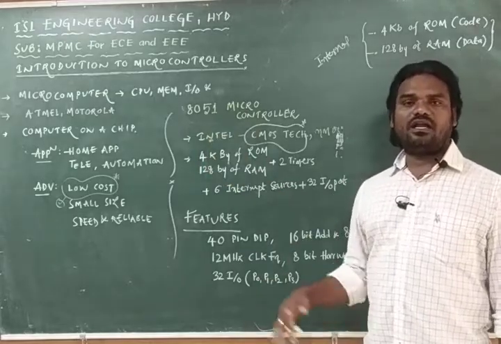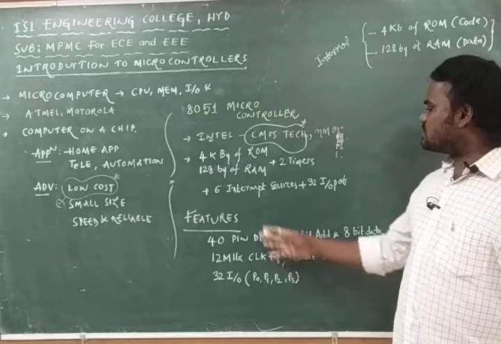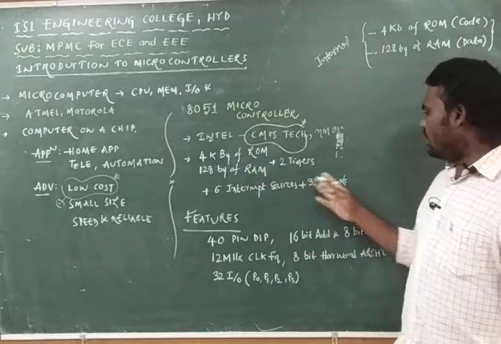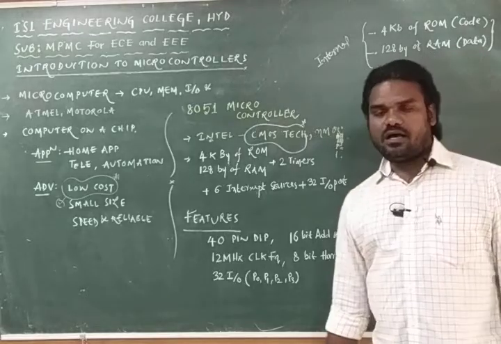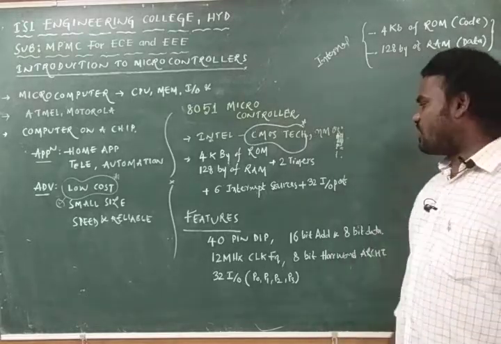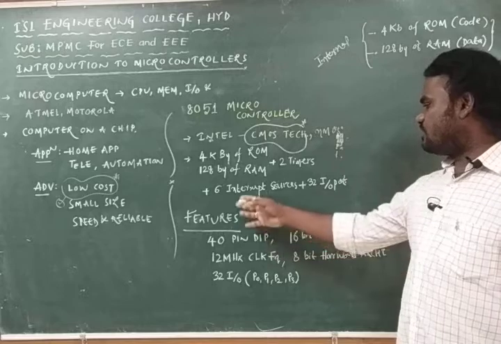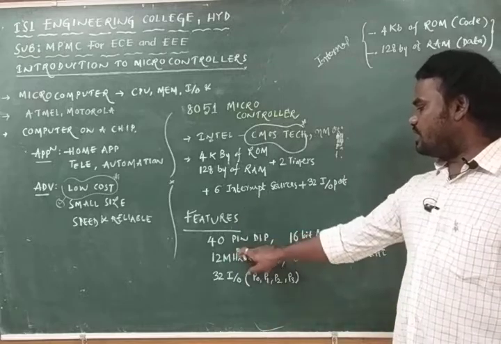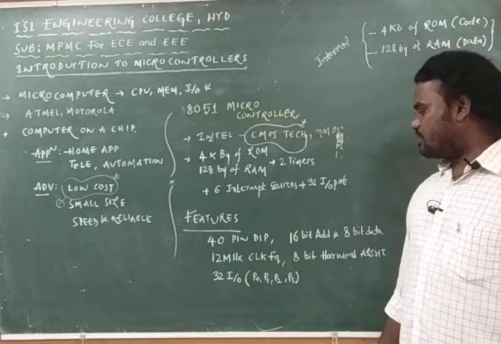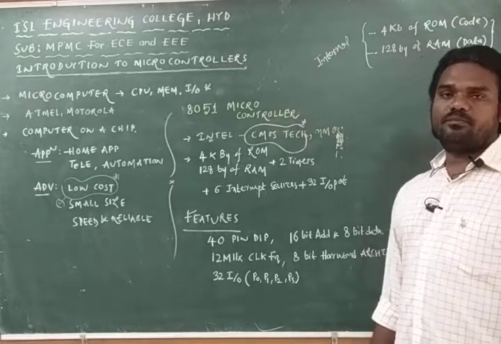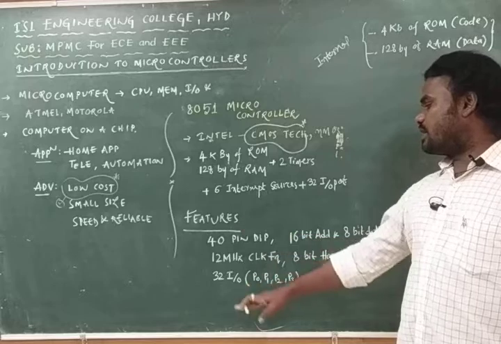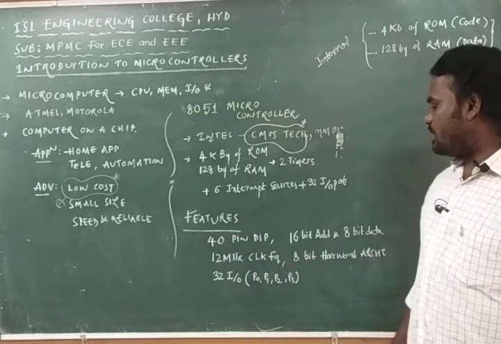Input output devices can be connected, and it can have internal input output devices, and some timers also for specific functions. So these are the features. Now it is available in a 40 pin DIP. DIP stands for dual in line package. So in the dual in line package we get the 40 pin integrated circuit.